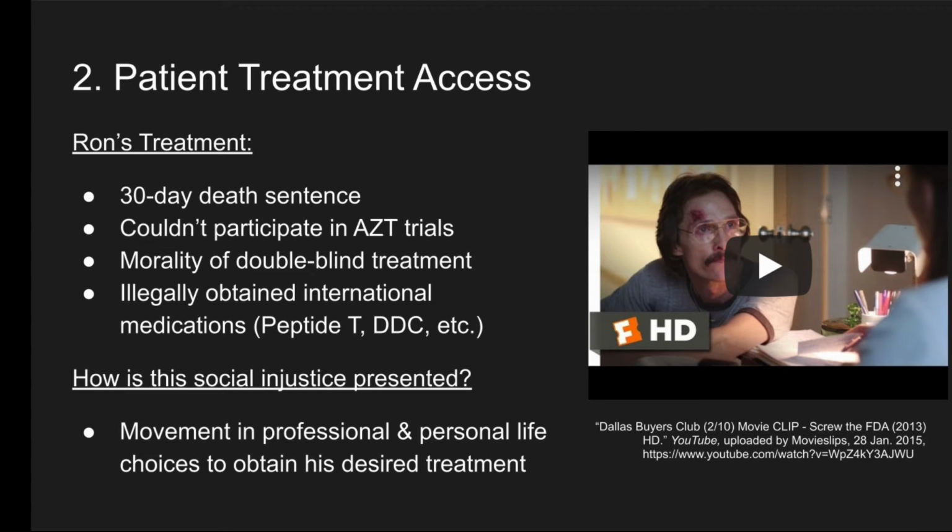The second social injustice discussed will be patient treatment access, and we're going to start with the clip in which Ron finally comes to terms with his diagnosis, and he tries to research all the possible different treatments, and he brings them to his doctor. And unfortunately, he doesn't have much hope, especially because the FDA hasn't approved the drugs from other countries. And in addition to this clip, you will see some homophobic content at the very end, when Ron seems to be desperate for any substantial, actual treatment to help him.